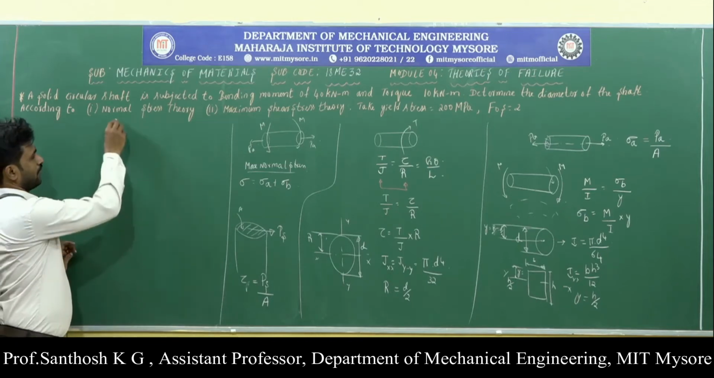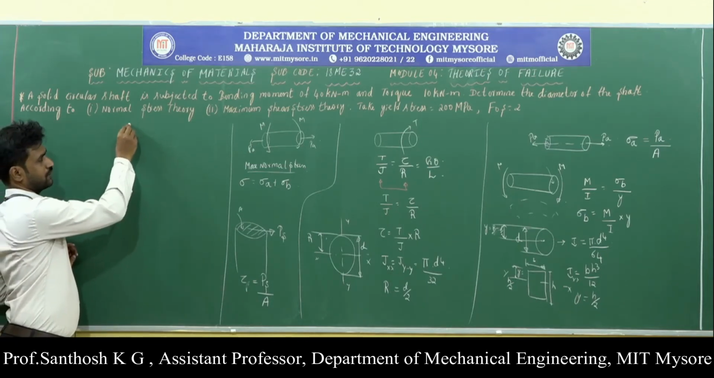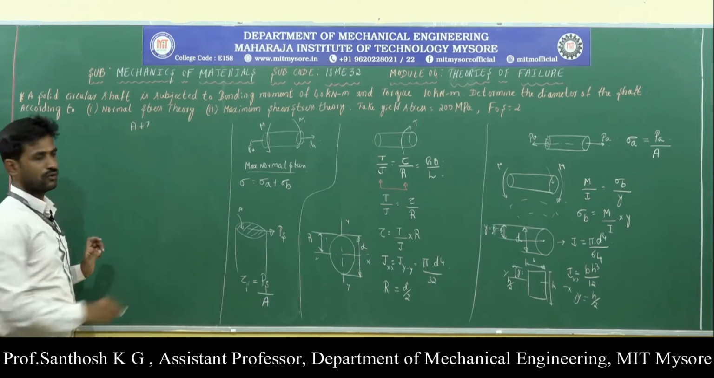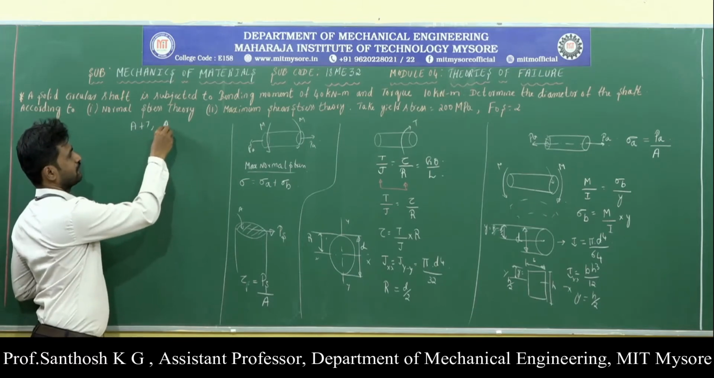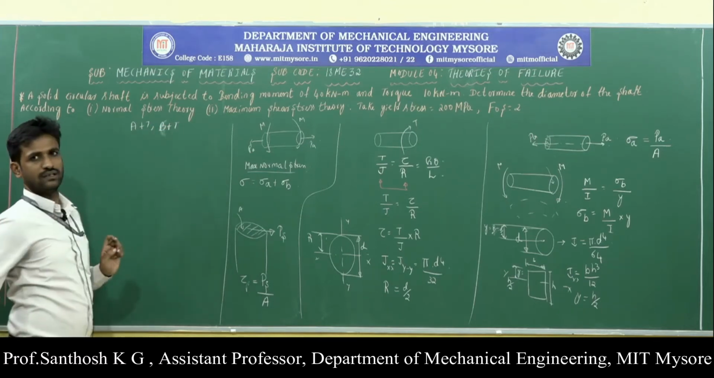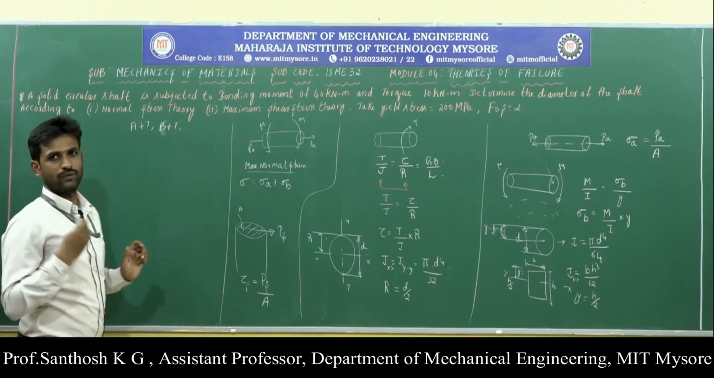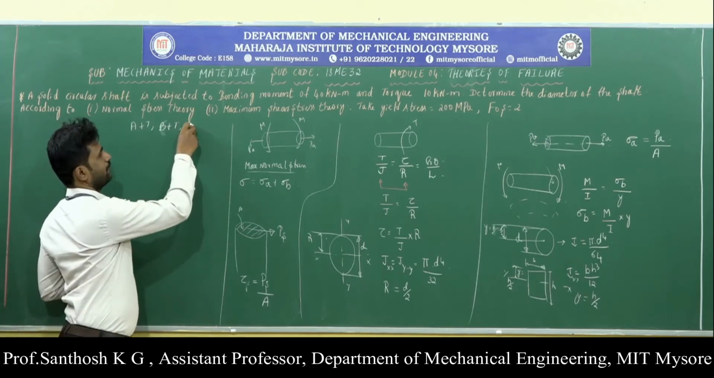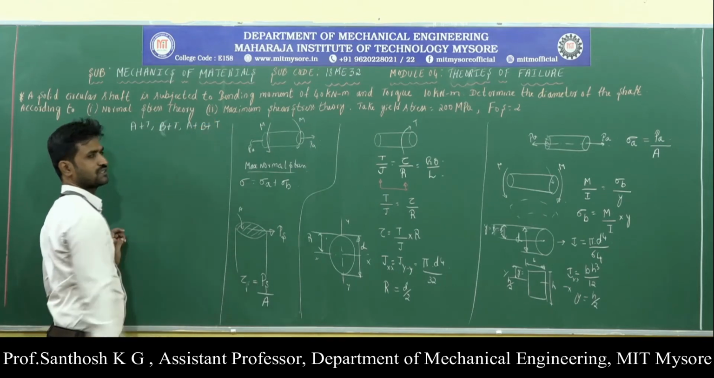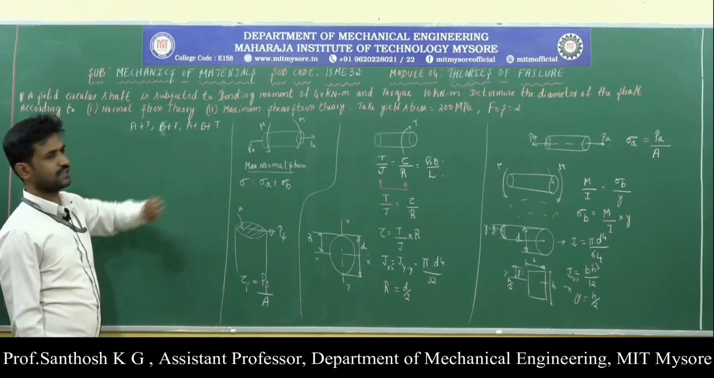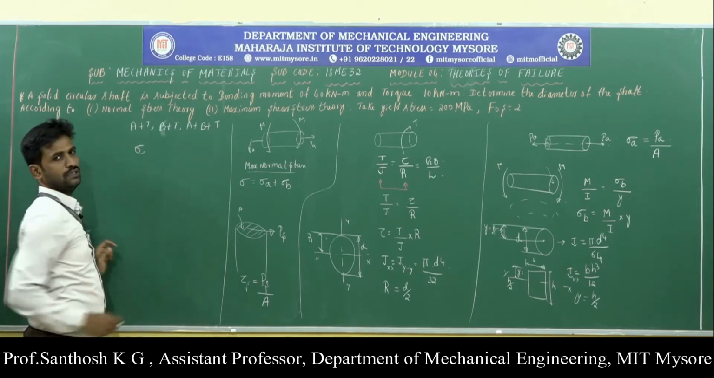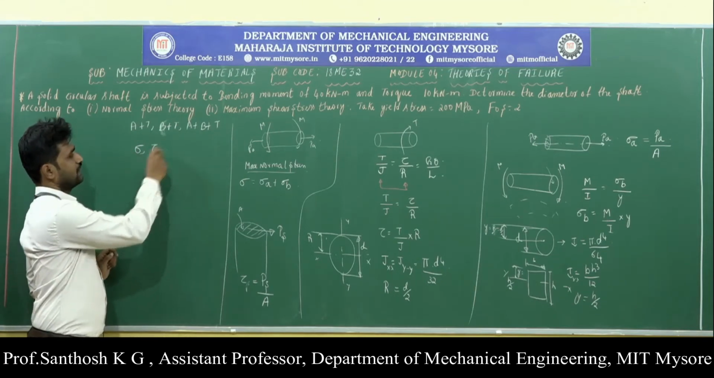Then a given member can be subjected to a combination of an axial load plus a torsion load, or a combination of bending load plus a torsional load, or a combination of axial load, bending load and the torsional load. So if these are the conditions, then a given member will be subjected to both the normal stress as well as shear stress.